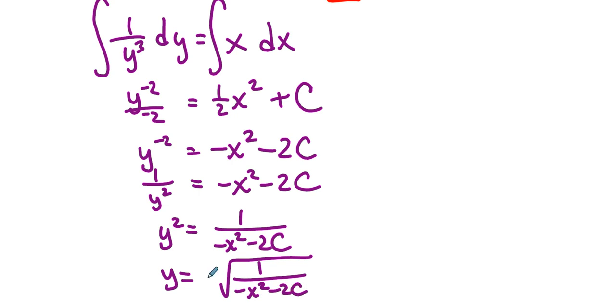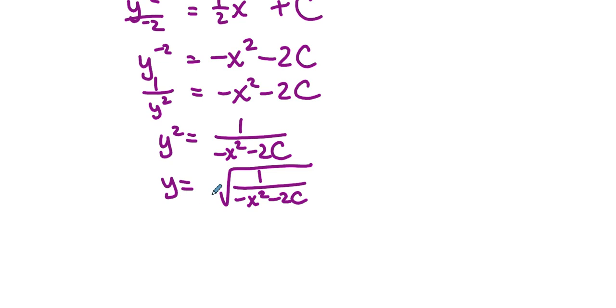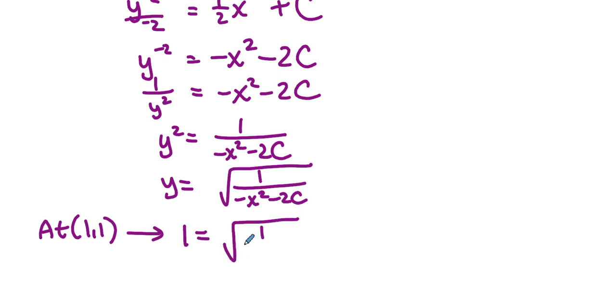How do we know if it's the positive square root or the negative square root? Well, we look here. That's a positive 1, so that's a positive square root. Now, what do we have to find out? We've got to find c. But we know that the curve passes through 1, 1. So the y value is 1 when the x value is 1. And we do a little bit of algebra here to figure out that c is negative 1.